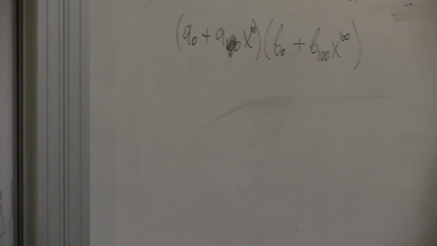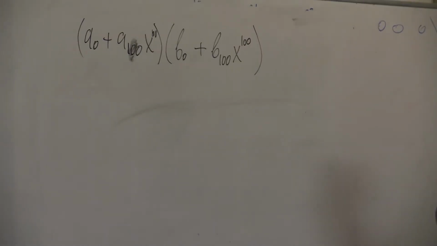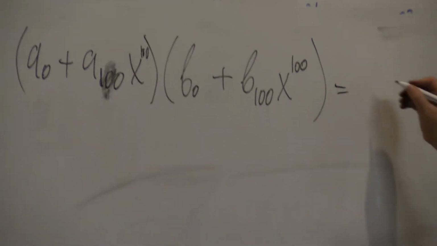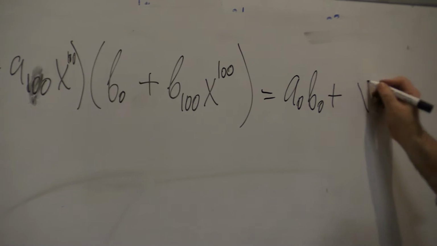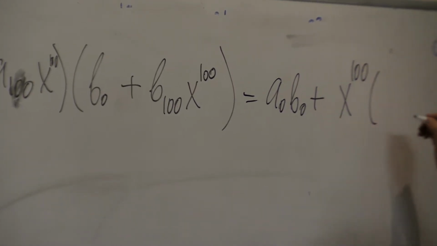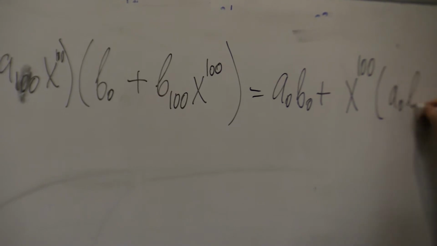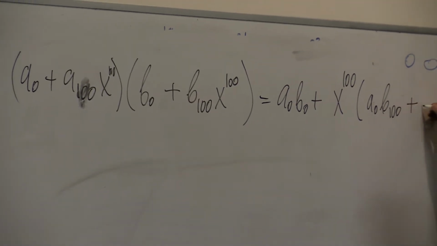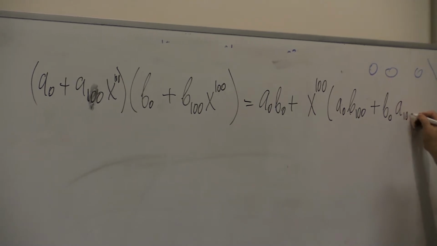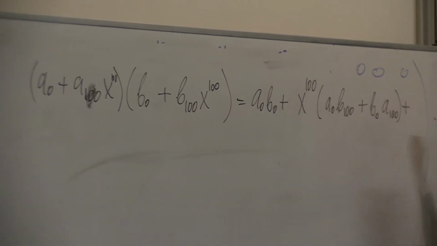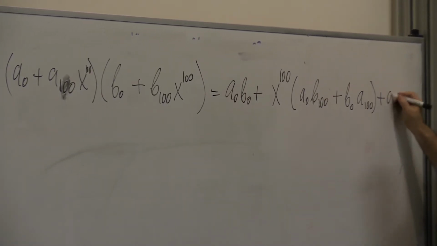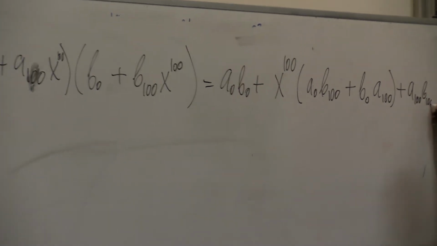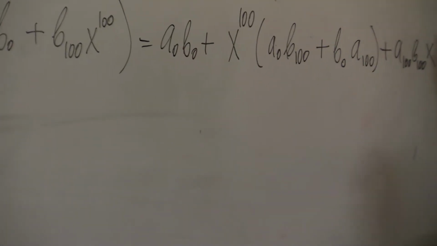and 201 values, right? But how many multiplications is actually needed? Only 3. How do we compute this? Well, just notice that this is A0 B0, plus, what do we have? X to the 100, and the coefficient is A0 B100 plus B0 A100, and then finally plus A100 B100, X to the 100, sorry, 200.